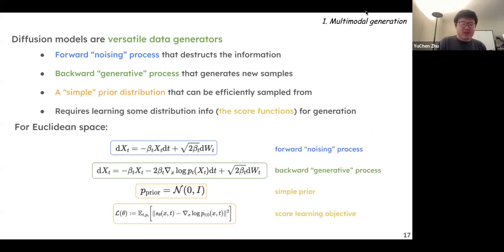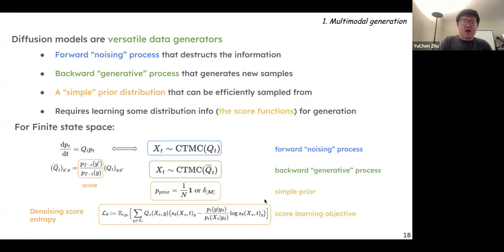I guess it will not surprise anyone that for Euclidean spaces, the narrow sense of diffusion model, or the Euclidean diffusion model, perfectly satisfies our definition here. We have seen this pair of time-rescaled OU process and its backward process. The prior we typically work with is normal, which is very efficient to sample from, and we can learn it using the Gaussian score matching objective. But the idea indeed generalizes beyond that.